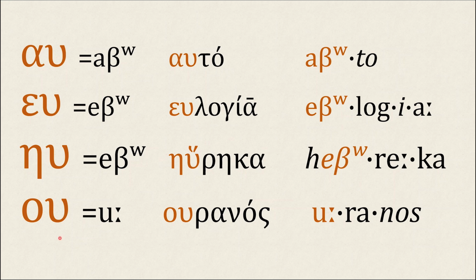Eureka. This last digraph is oo. Not a diphthong in any sense. It's not two vowel sounds mushed together. It's just a long oo sound. Uranos means the heavens, like sky or the heaven. And we get our word Uranus from it.